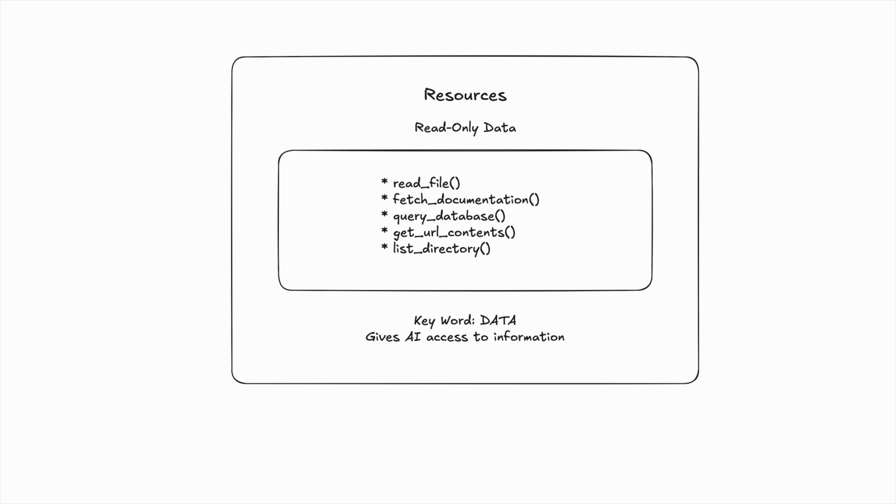Resources are different. Resources are for reading data. Think about operations like read a file, fetch documentation, query a database, get the contents of a URL, or list a directory. Resources are read-only. They give AI access to information without changing anything. The key word here is data. Resources provide information. We're all about giving the AI access to what it needs to know.